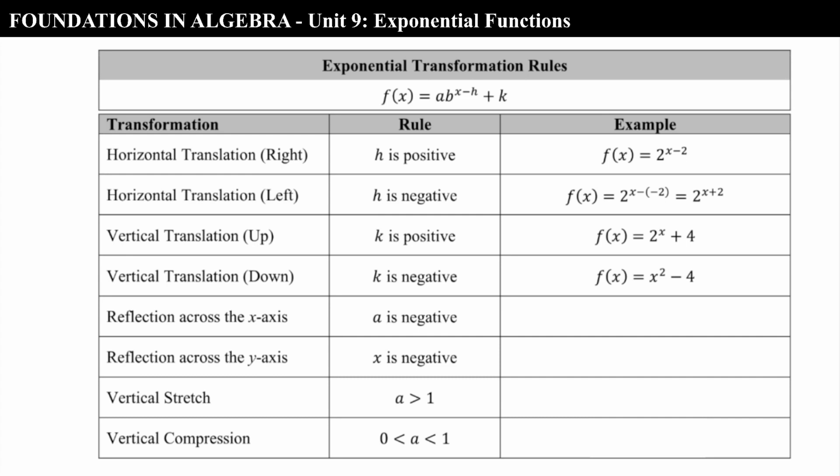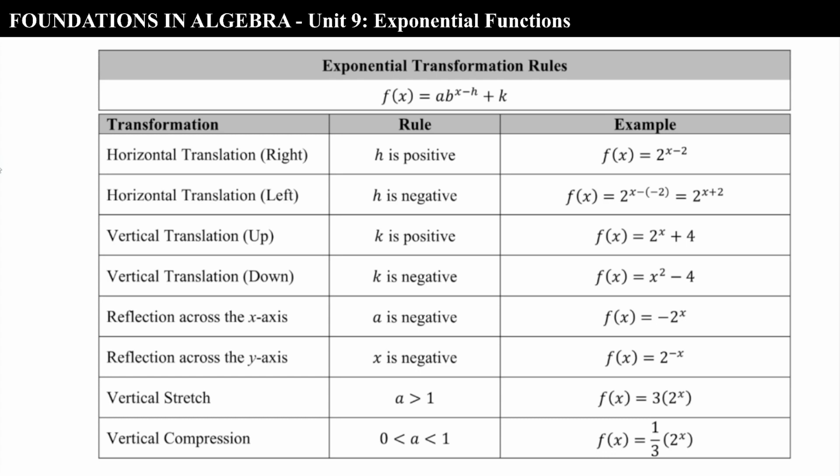A reflection across the x-axis: if you have a minus in front of everything, then you have a reflection across the x-axis. However, we also have a reflection across the y-axis, which makes more of a difference here, because unlike a quadratic, an exponential function is not symmetric. So if we put a minus sign in front of the x up in the exponent, then you are going to have a reflection across the y-axis. And then vertical stretch and compression: if your a is greater than 1, you have a stretch. If it's less than 1 but greater than 0, then it is a compression.